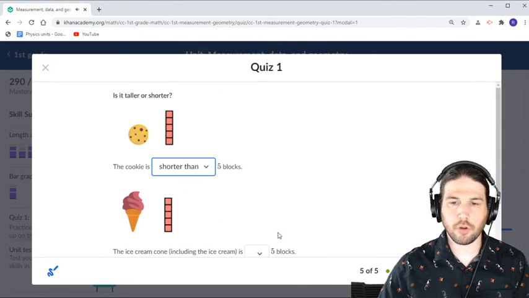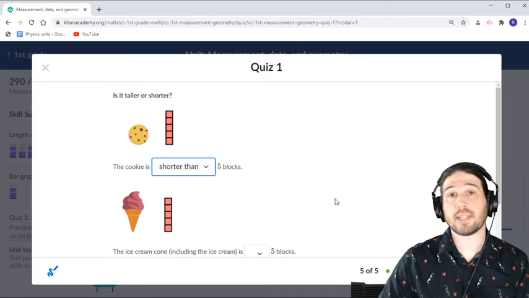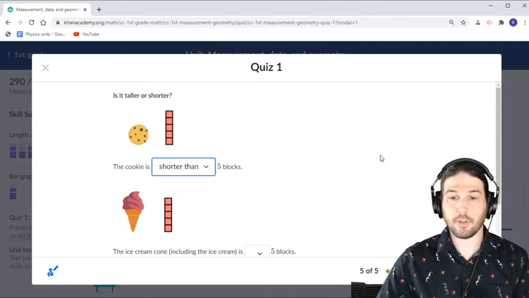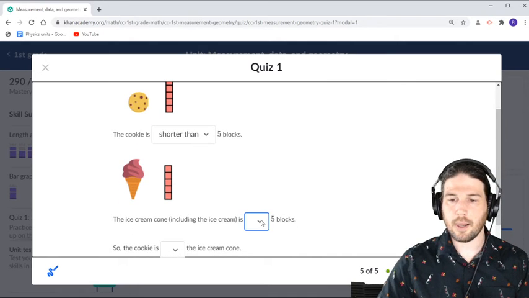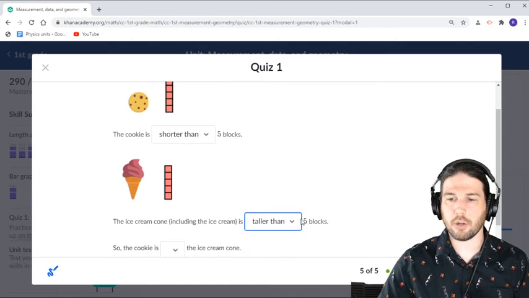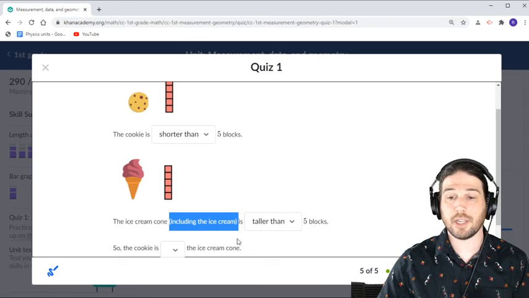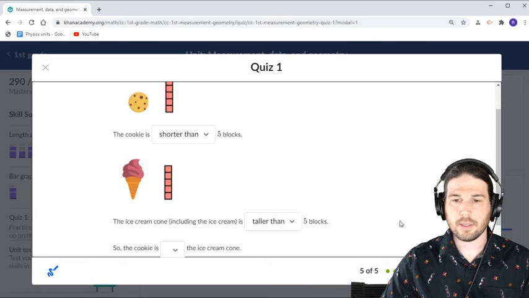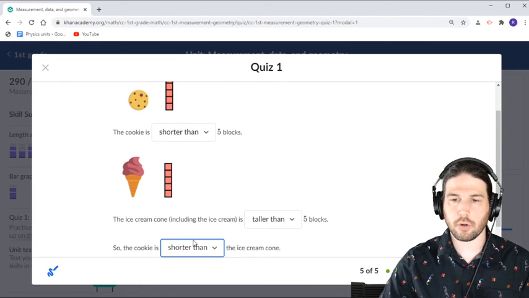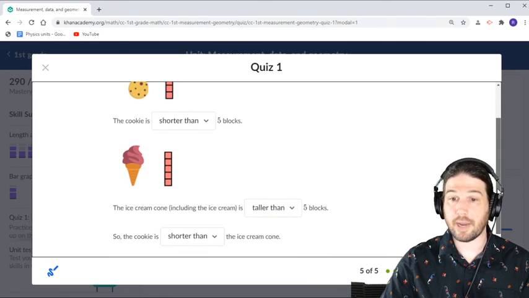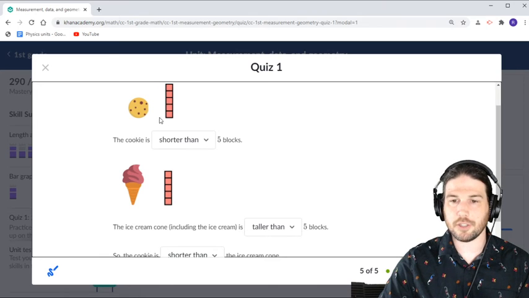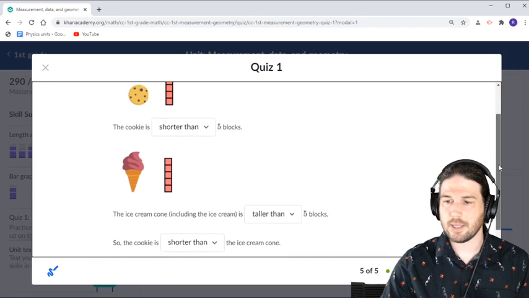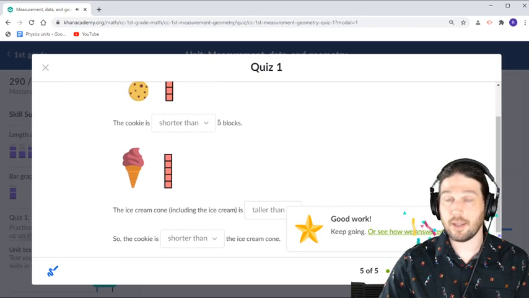The cookie is shorter than 5 blocks. Now, I'm going to be careful on this one because this is my chance to get this point back that I missed last time, right? So the cookie is shorter than 5 blocks. The ice cream cone is taller than 5 blocks, and I like that they mention including the ice cream because you know someone would ask that question. So the cookie must be shorter than the ice cream cone. Now, I'm going to double check. This cookie is shorter than 5 blocks. This ice cream is taller than 5 blocks. The cookie is shorter than the ice cream. Excellent.